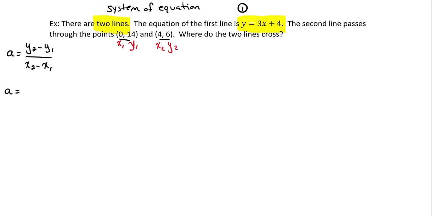y2 is 6, minus y1, 14, divided by x2, 4, minus x1, 0. 6 minus 14 is a negative 8. 4 minus 0 is 4. Negative 8 divided by 4 is negative 2.